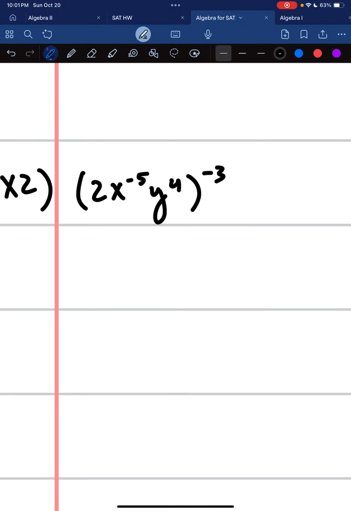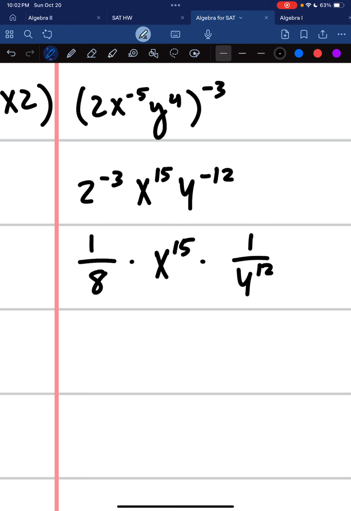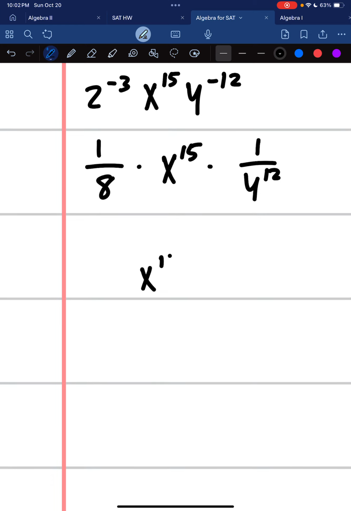Alright, now let's take a look at this one. So all we need to do in this one is apply the negative 3 to all 3 numbers. So 2 to the power of negative 3 is, let's just write it like this, 2 to the power of negative 3 for now. And then x to the power of negative 5 times negative 3 is x to the power of 15. And y to the power of 4 times negative 3 is y to the power of negative 12. So 2 to the power of negative 3 is like saying 1 over 2 to the power of 3, or 1 over 8, times x to the 15th, times 1 over y to the 12. And this reduces to x to the 15th over 8y to the 12th.